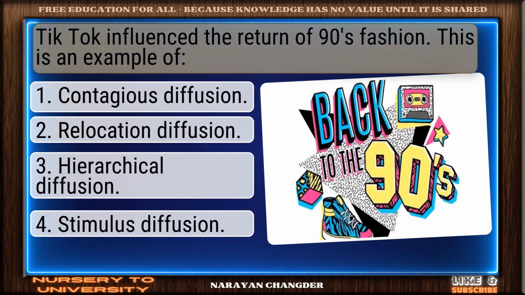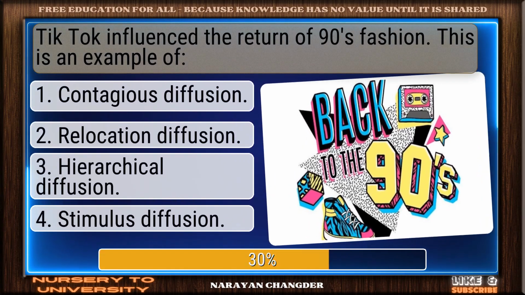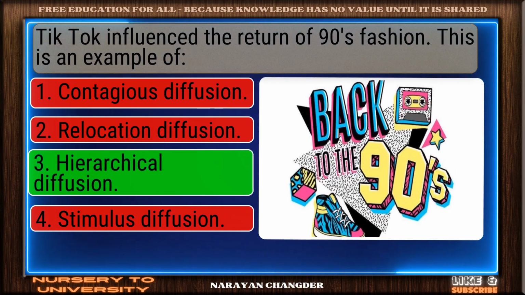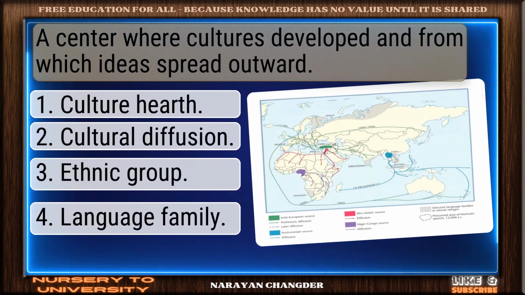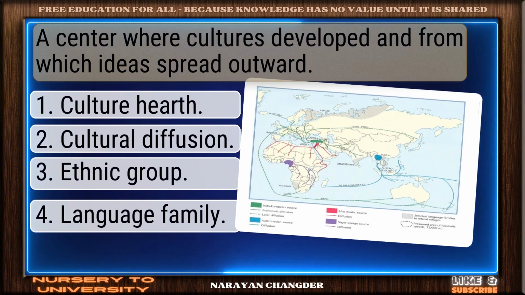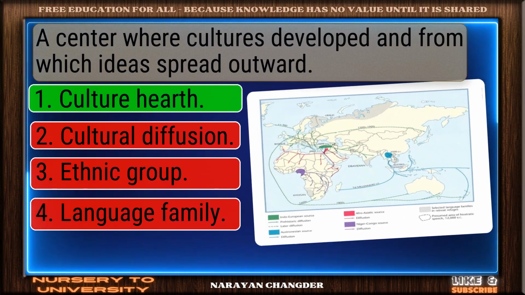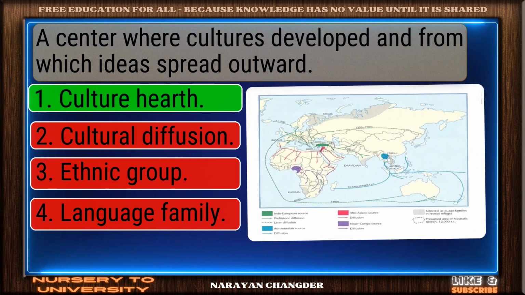TikTok influenced the return of 90s fashion. This is an example of. Correct response. Hierarchical diffusion is the most accurate answer. A center where cultures developed and from which ideas spread outward. Nicely done. Culture hearth is a solid answer.